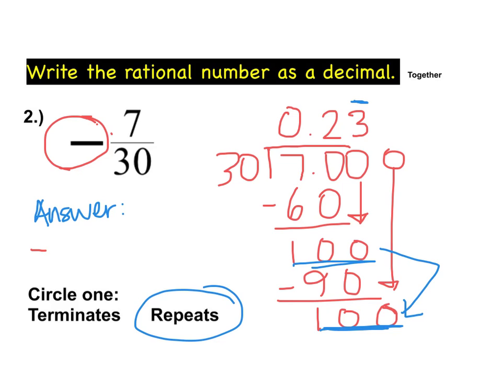Because remember, 30 goes into 100 3 times. So since 100 is what's repeating, 3 is what we'll repeat for our decimal. And we could even see if we did 3 times 30 gives us 90, the pattern is going to continue on forever. So our final answer here is going to be negative 0.23 with the 3 repeating. So remember, put the repeating bar only over the digits that are repeated in your division.